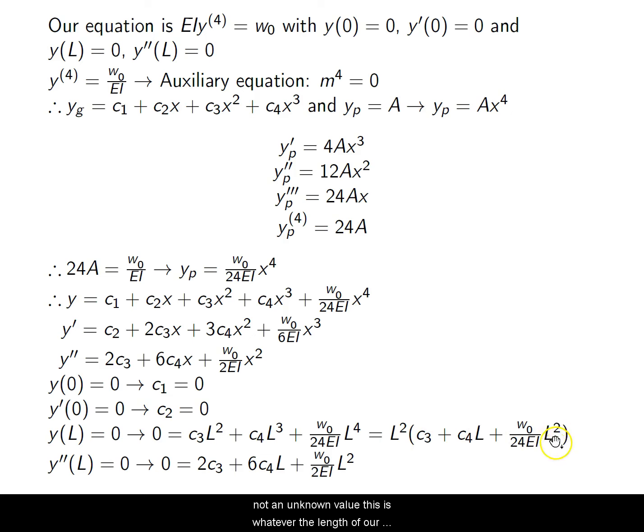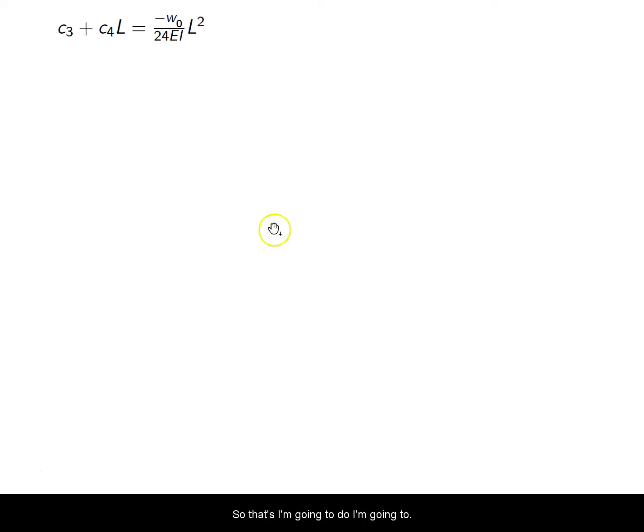But this is not an unknown value. This is whatever the length of our thing is. This is a constant. I have two unknowns plus a constant equals 0. So it's much easier to move this over and then just have a standard system of equations. Okay, so that's what I'm going to do.